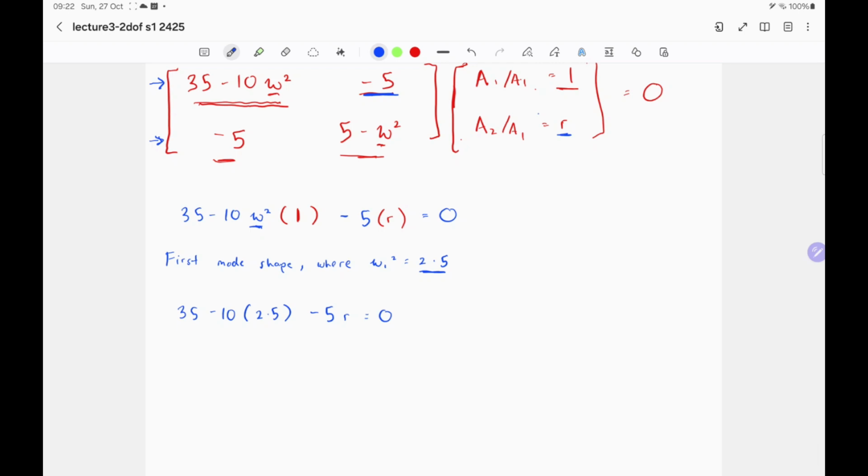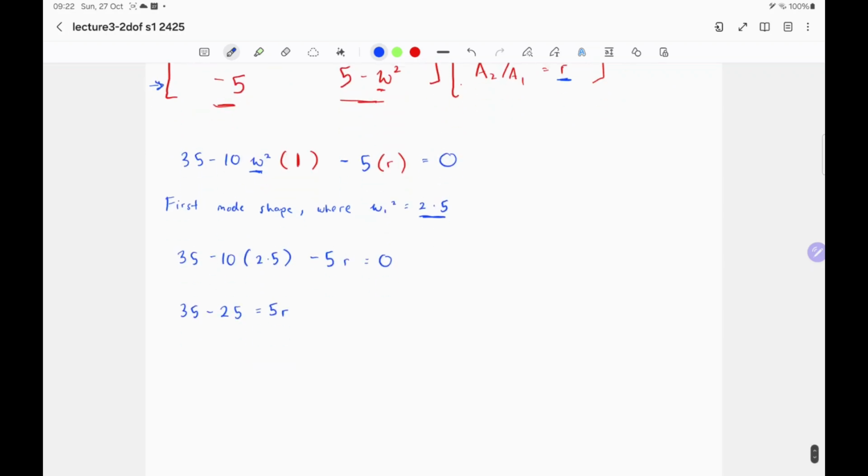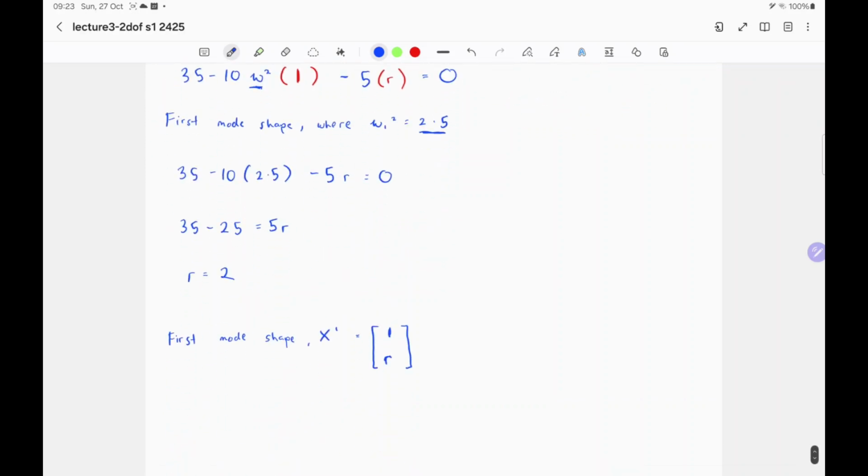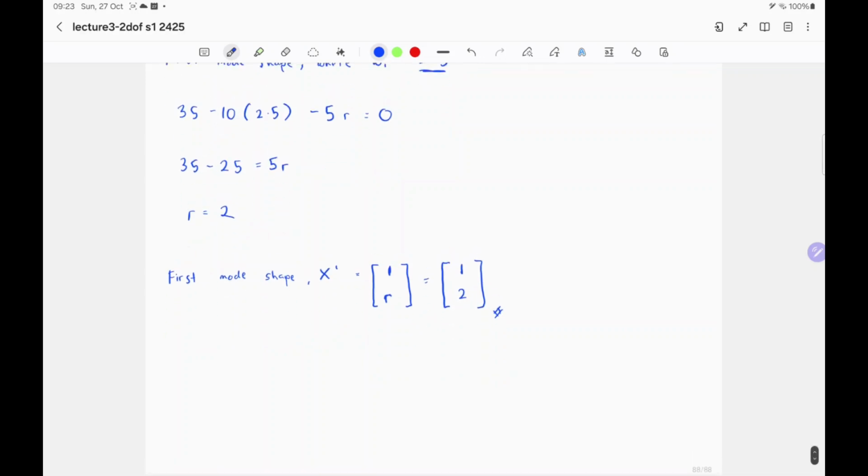So 35 minus 25 is actually 5R. So R is equal to 2, meaning that the first mode shape, which is 1 and R, is actually 1, 2. So this is the first mode shape.